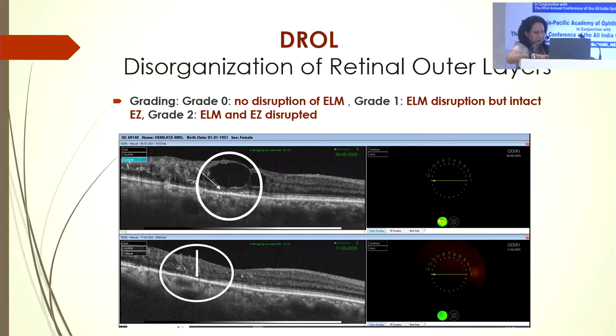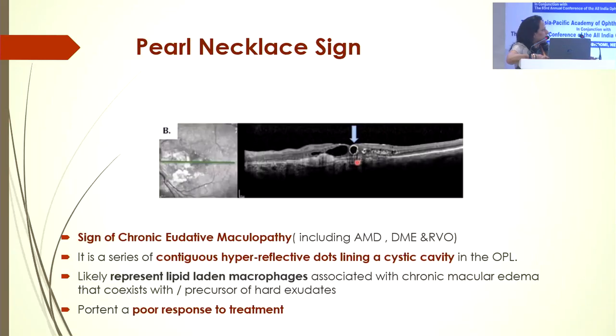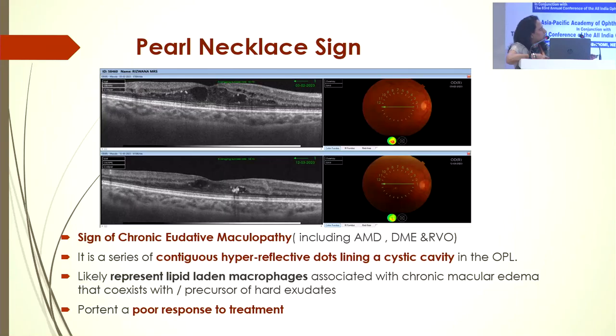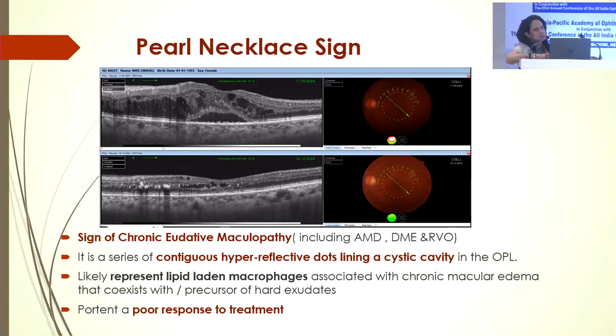in this case. Pearl necklace sign is a sign of chronic exudative maculopathy, and in this we see contiguous hyperreflective dots which are lining the inner layer of the cavity. As we can see in this case, the macular edema has resolved, but we see this cystic space lined by these hyperreflective foci. This is a characteristic pearl necklace sign, and this is the place where we know that we do not have to keep pushing intravitreal injections any further.